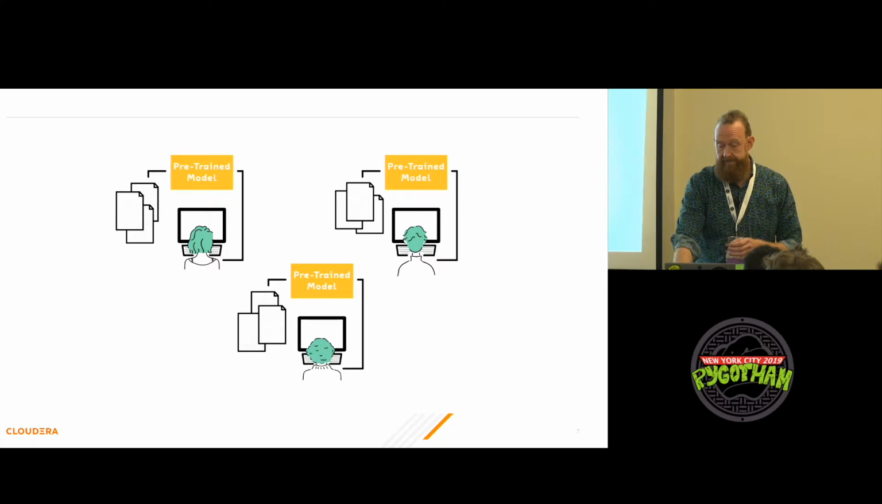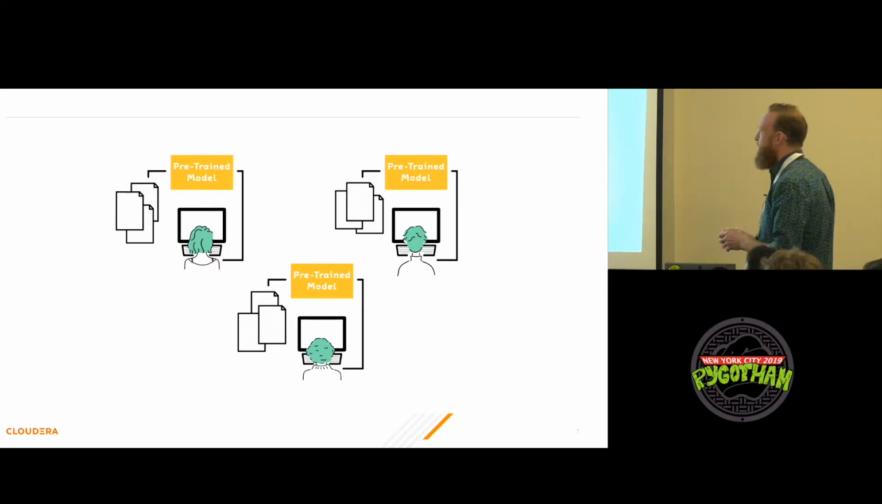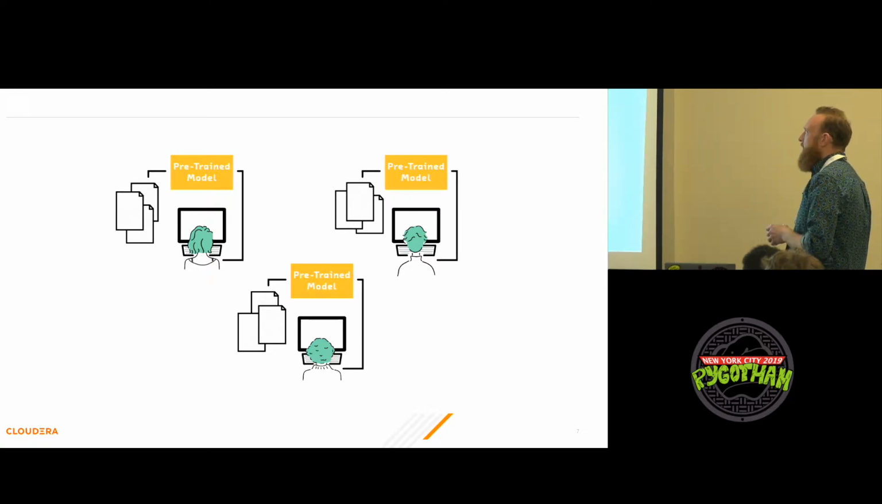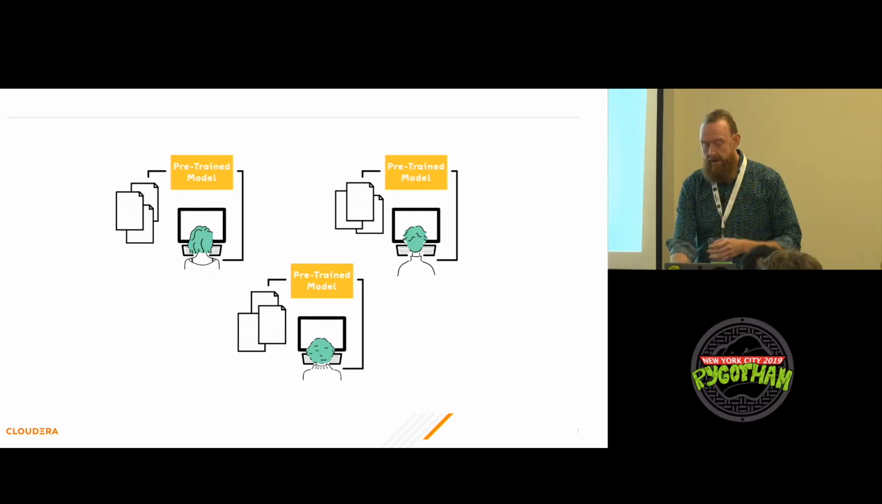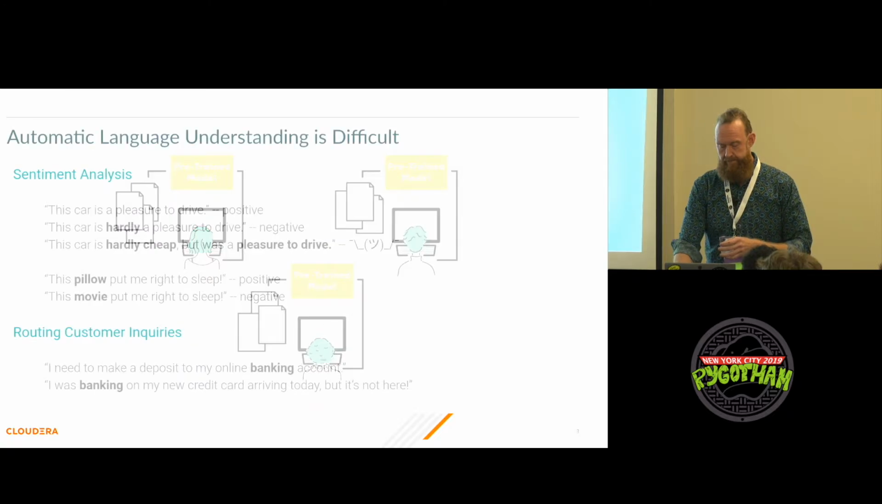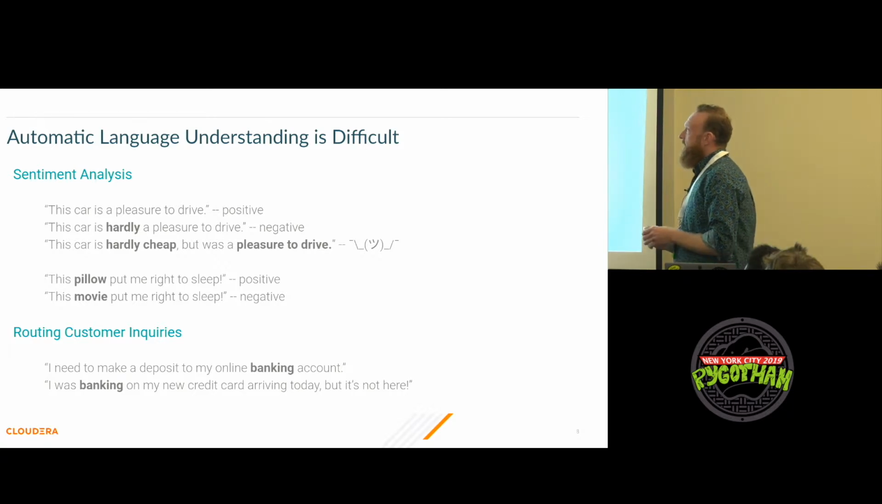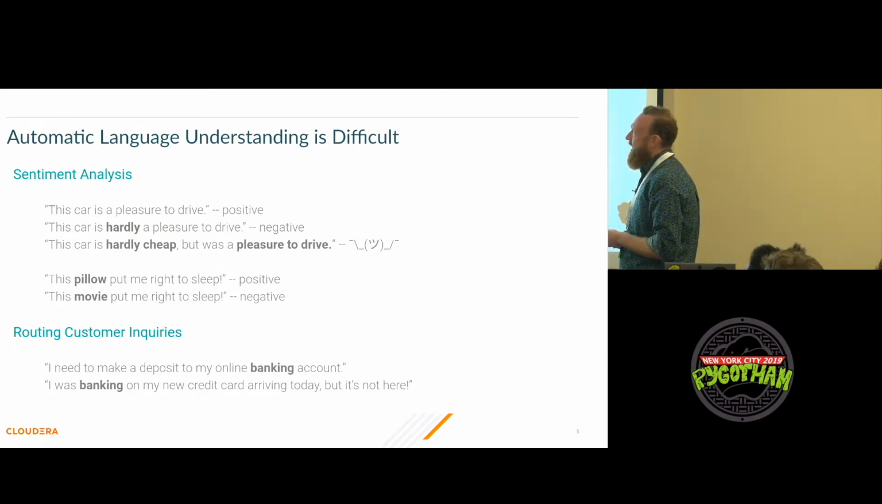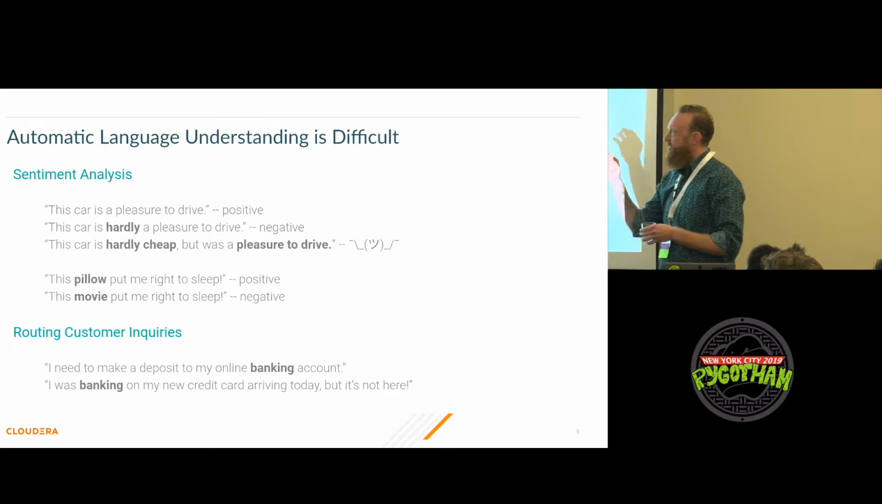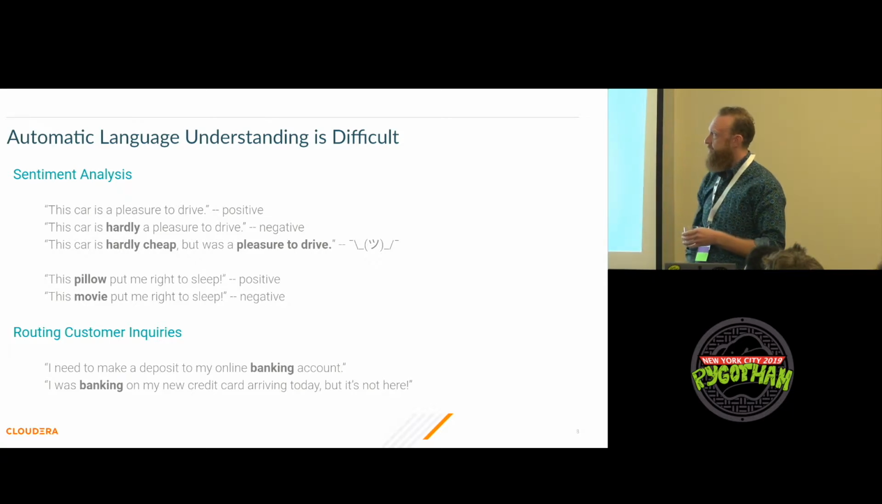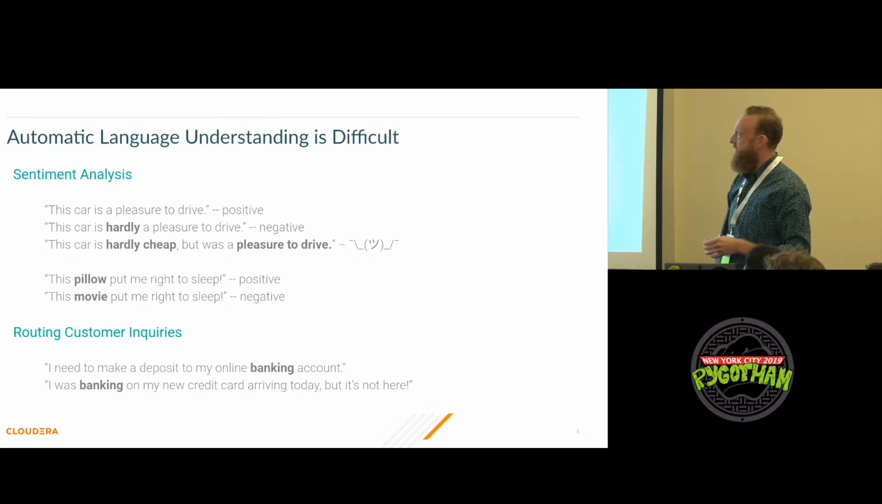So transfer learning, like I said, reuses knowledge to bring information from one domain to another, make your problems easier. So sentiment analysis, this is the one we worked on. It's a hard problem because you have to decompose this. It's not just about parsing the sentence for grammar, right? This car is a pleasure to drive. Well, okay, cool, positive sentiment, not a complicated one.